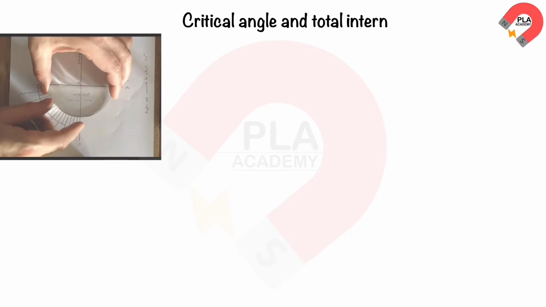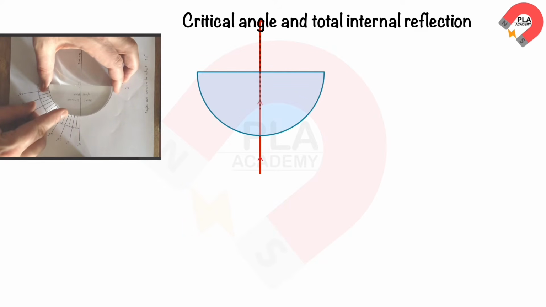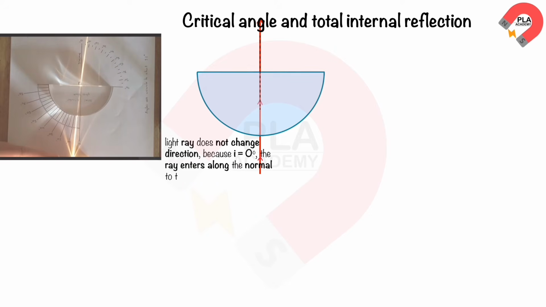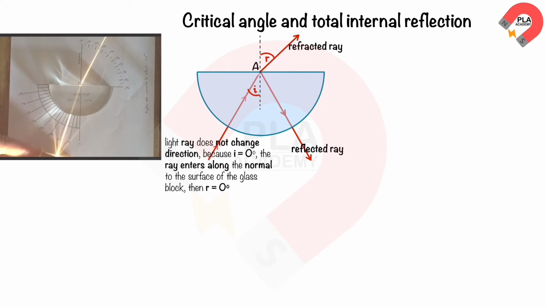The critical angle and total internal reflection in a medium. As the rays shine on the semicircle glass block, the light slows down but does not change direction. This is because the angle of incidence is 0 degrees, the ray enters along the normal to the surface of the glass block, so the angle of refraction is also 0. As the ray reaches point A, some rays reflect and some rays refract.